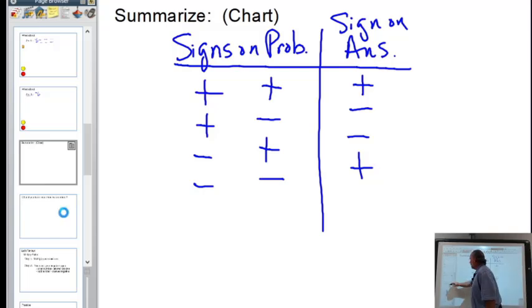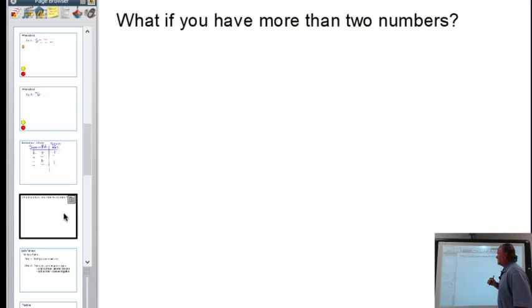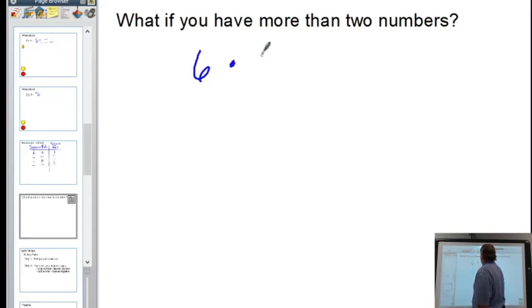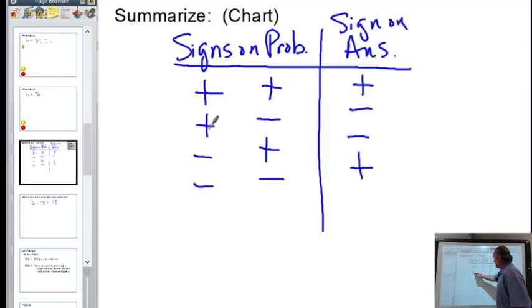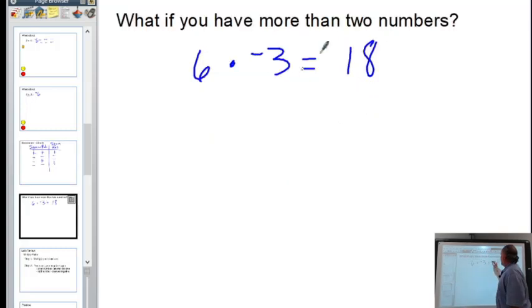So if I were to work some problems, let's see if we can work a couple problems here. Okay, let's work a few, and then we're going to look at what if I have more than just 2 numbers. So if I had 6 times negative 3, and we know that that little dot means multiply, well, we know that 6 times 3 is going to give us 18. But if we were to go back to our chart, a positive times a negative gives me what? A negative. So I'd end up with a negative 18 as my answer.